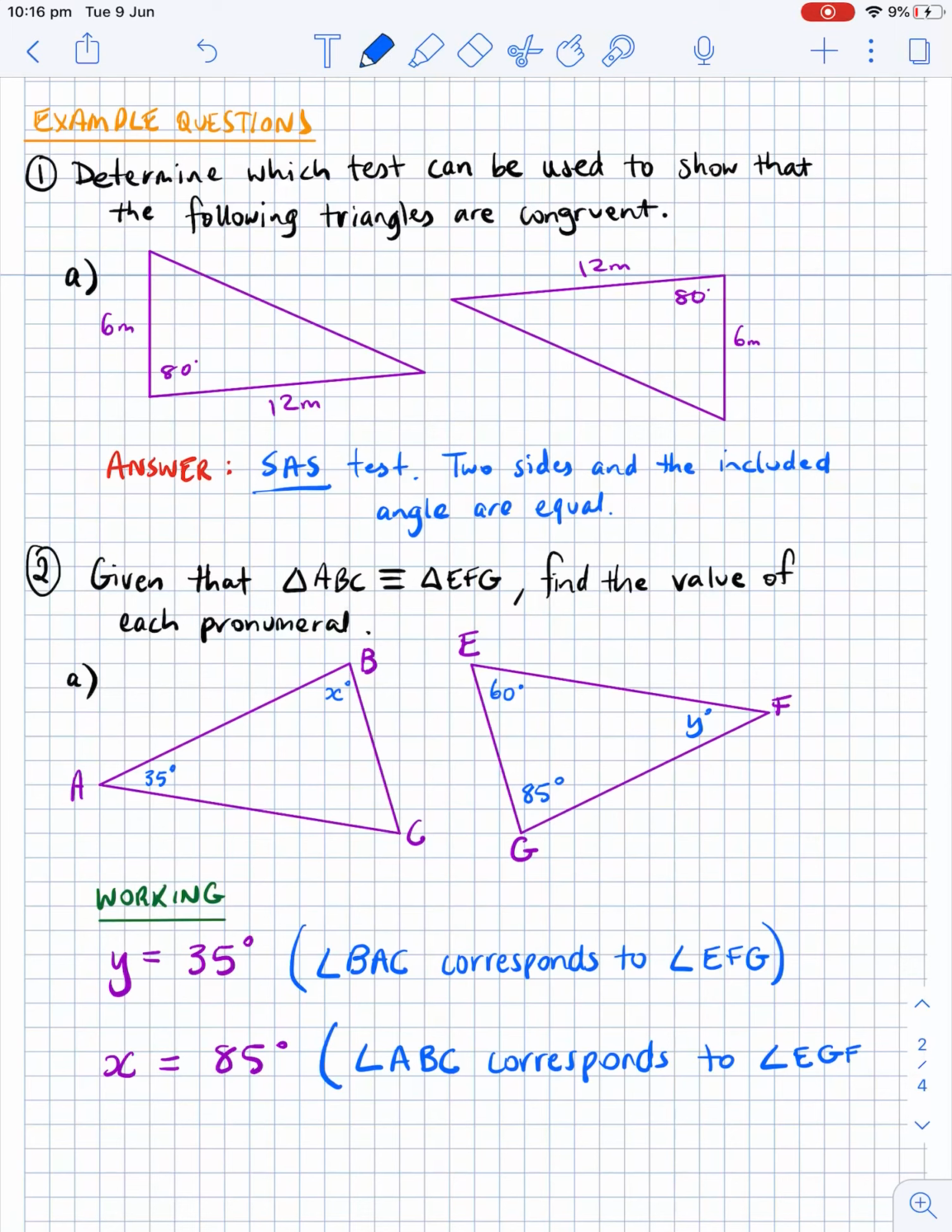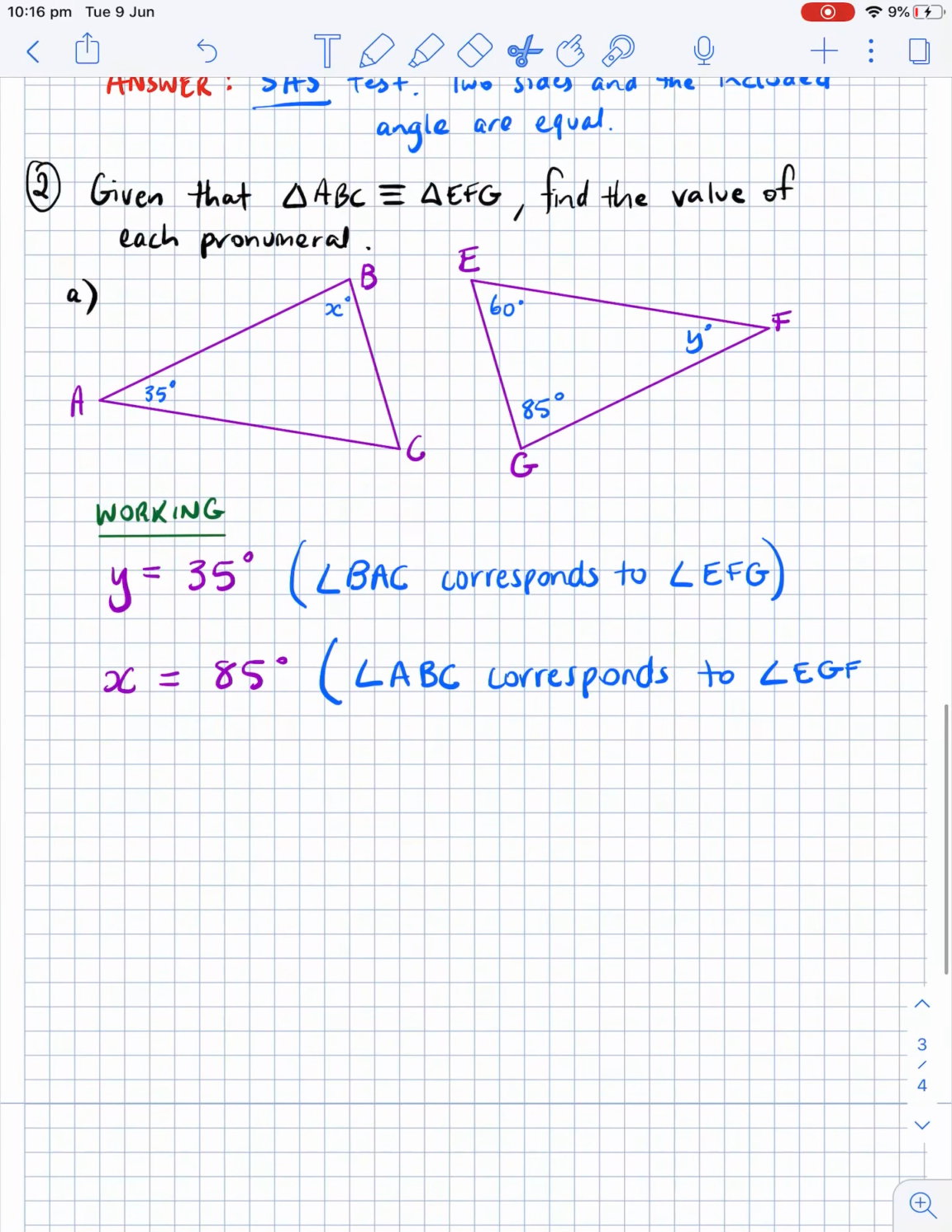So we've got to figure out what these values of x and y are. Again, if I rotate it, I can see what those values are going to be. When I rotate it, I can see that my x is going to be that angle there, that 85, and my y, the upside down y, is going to be that 35-degree angle. That's what you want to do. So your y is going to be 35 degrees, and your x is going to be 85 degrees.